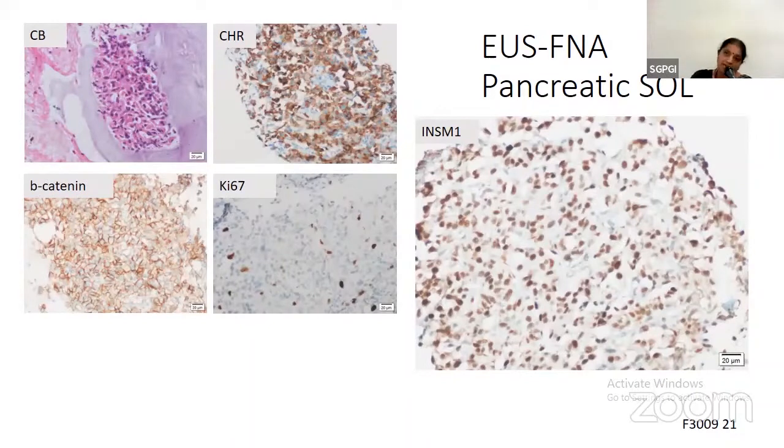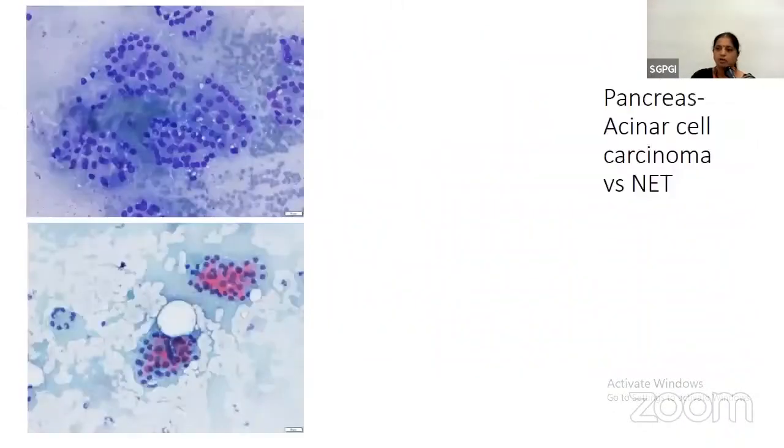So this is, again, a very good marker if you have less material. And there are some papers, I think, from AIIMS in the context of lung NETs, that you could also do this INSM1 on smears. If you didn't have a cell block, it's better to do an INSM1 on the smear and show that it is of neuroendocrine origin.